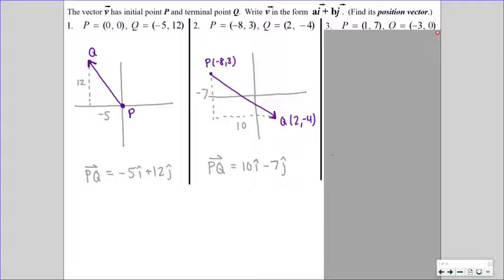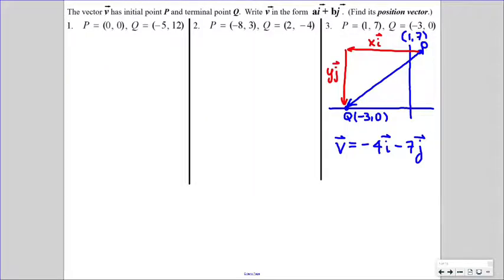Pause the video, try number 3, and then I'll have the answer for you. Number 3, sketch looks like that. From P to Q, we are going left and down, which means both of the components are going to be negative: negative 4i minus 7j.